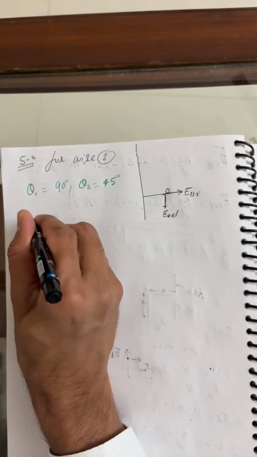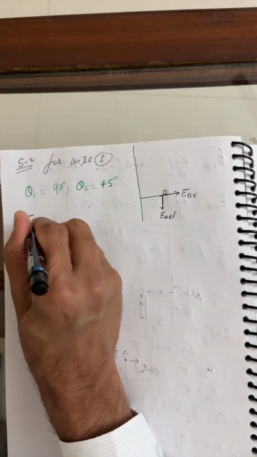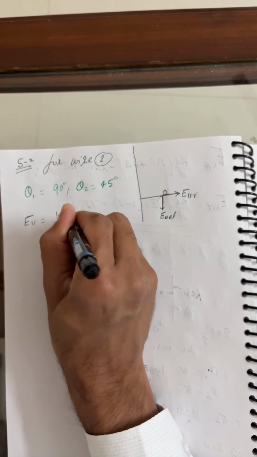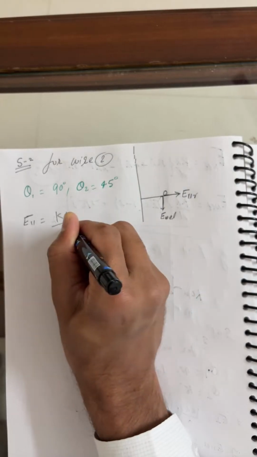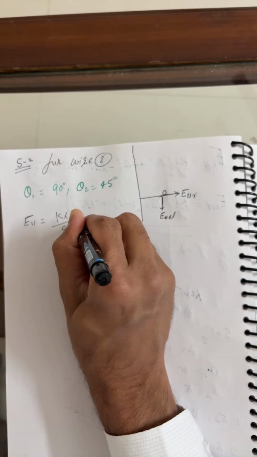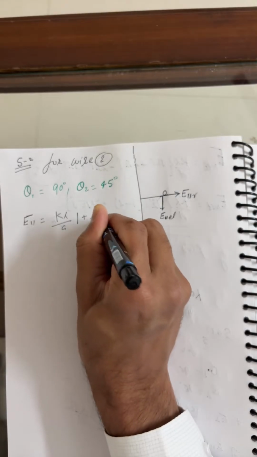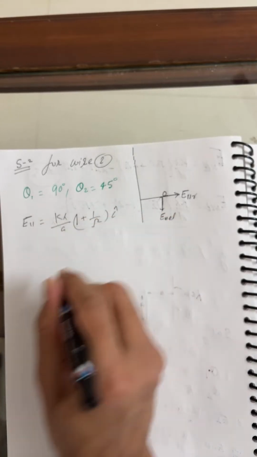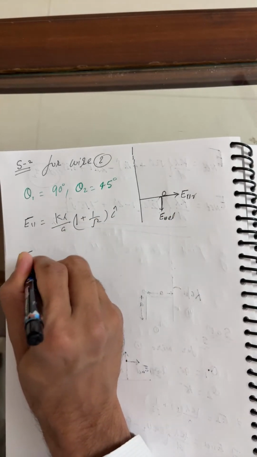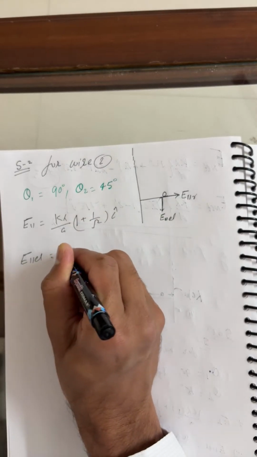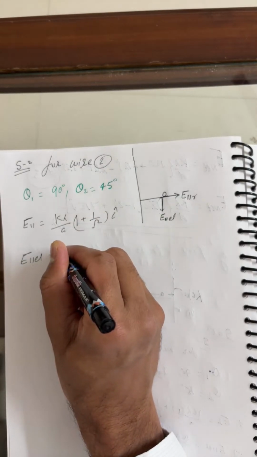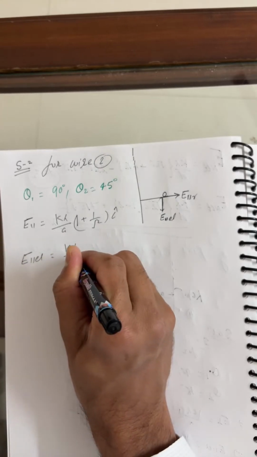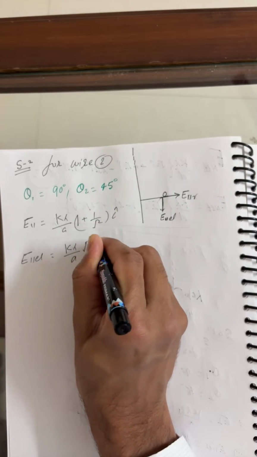I'll calculate here. E perpendicular is K lambda by A, sine 90 plus 1 by root 2. This is the I cap component. E parallel is cos theta 2 minus cos theta 1, which is simply K lambda by A into root 2, z cap.